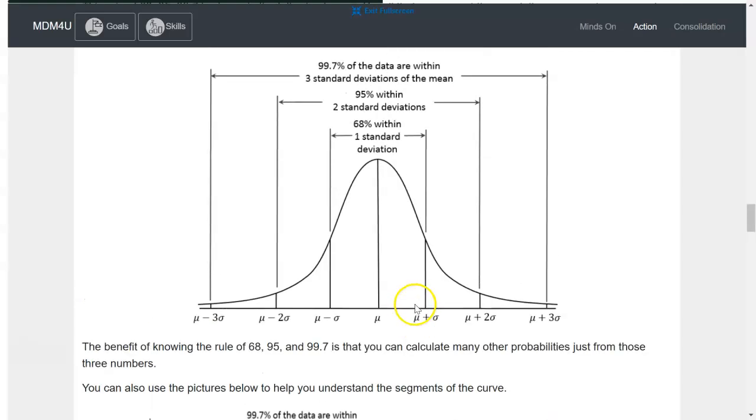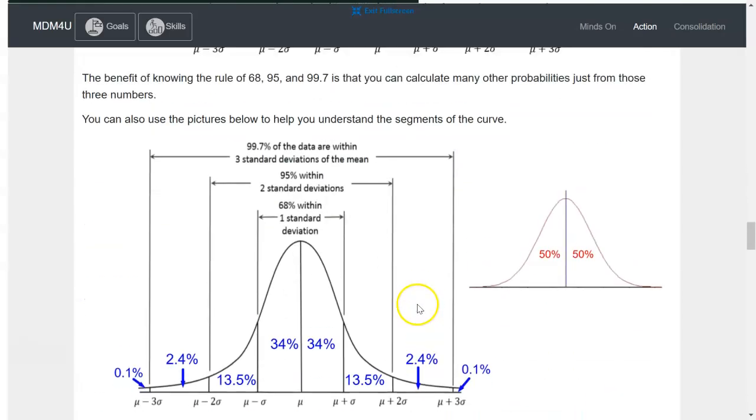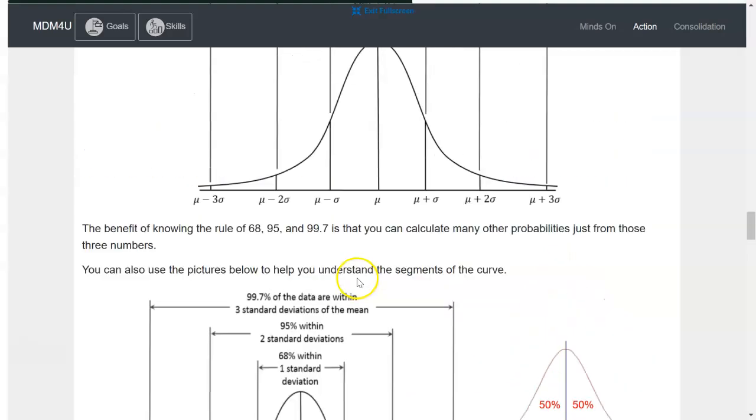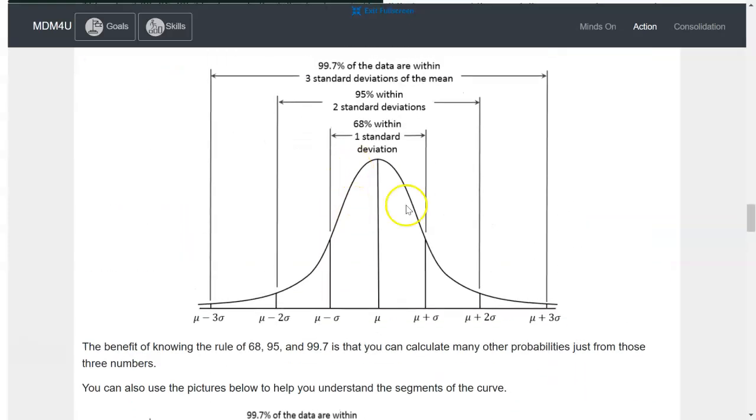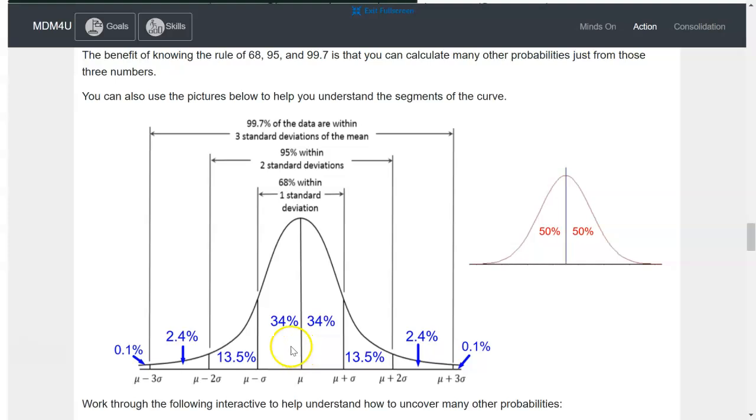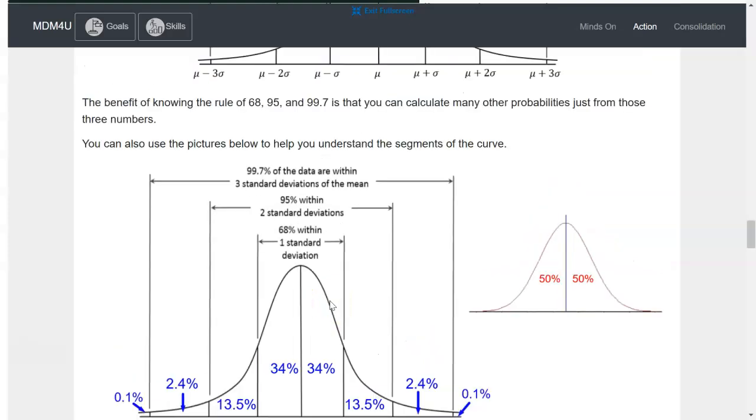What we do in this section of the course is we're going to do these questions based on this math. And what I've done here is I've added this little thing that I find pretty useful. If we know that this is 68%, then this chunk here is 34 and this chunk here is 34. So this will help you with your homework questions when you work on them.